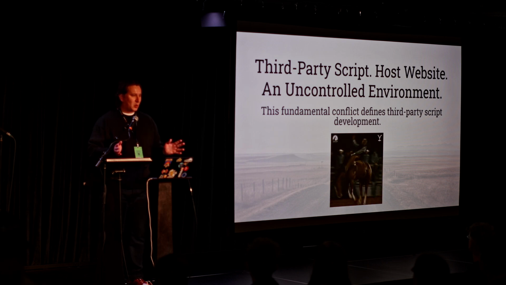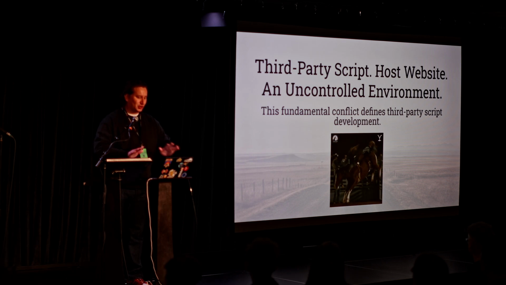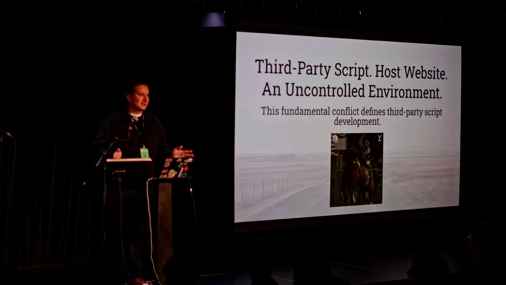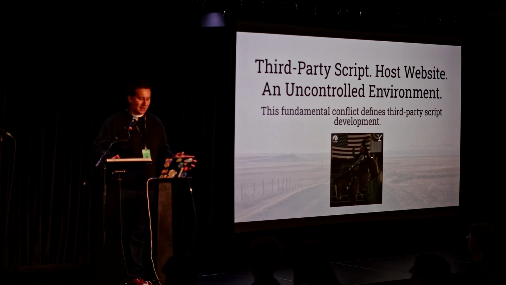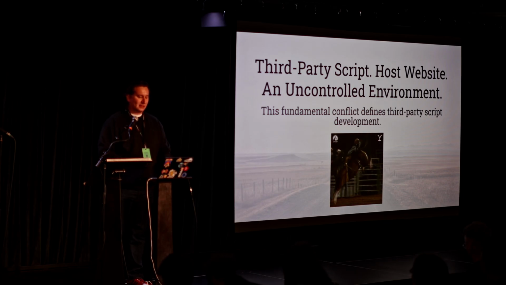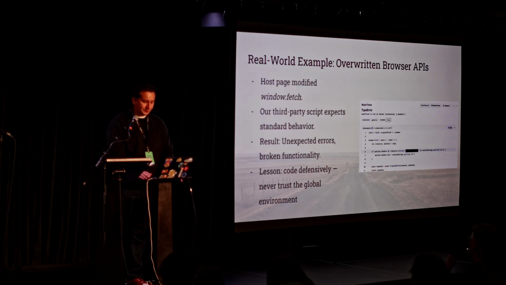So the big takeaway is simple. Third-party scripts run in places we don't control. So they land on thousands of websites with their diverse CSS, HTML, and JavaScript. So this uncertainty shapes everything: how we design, how we develop, and how we test. Every integration is a new set of surprises. So that is why robust code isn't just nice to have, it is survival.